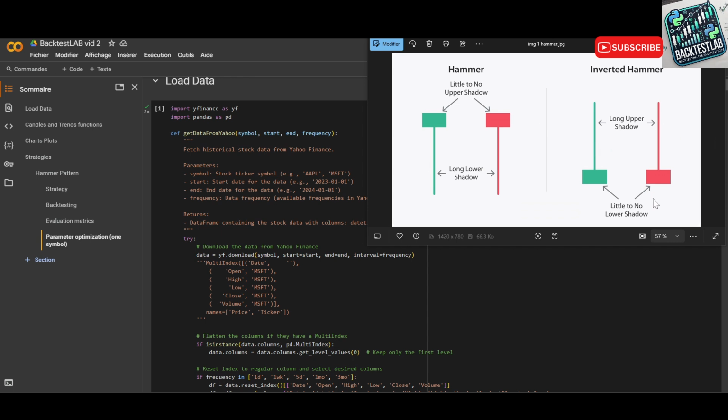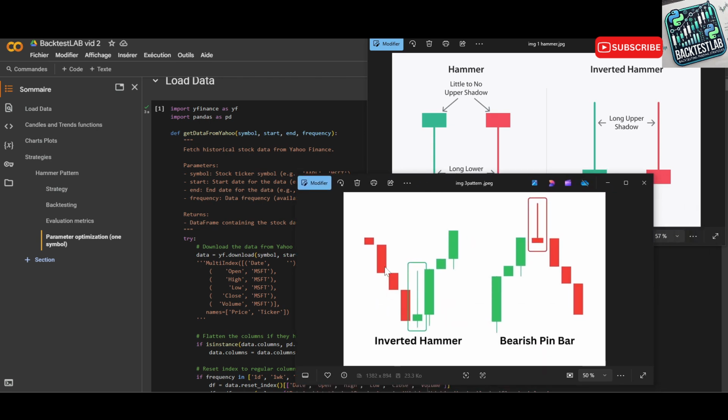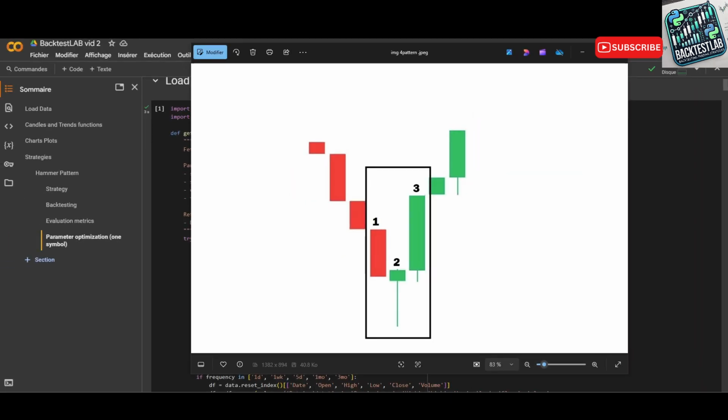However, for this specific candle, if you have a longer upper shadow, in that case we have what we call an inverted hammer. And similarly to the previous case, it can be formed at the end of a downtrend or at the end of an uptrend. So the pattern that we are testing is very simple.